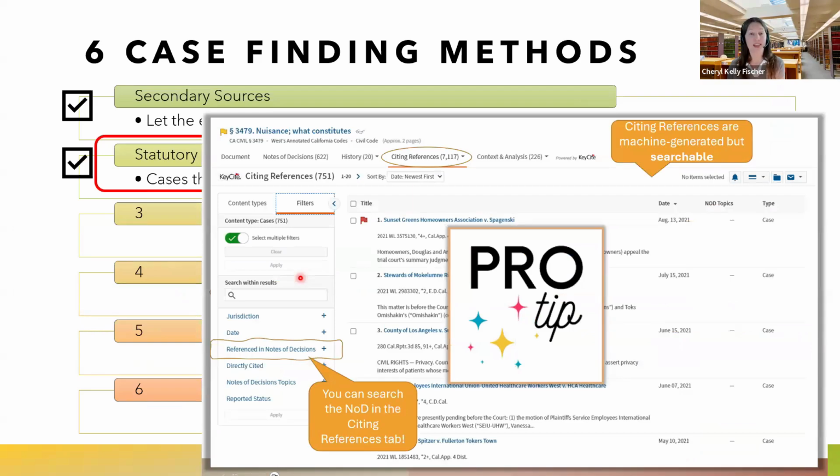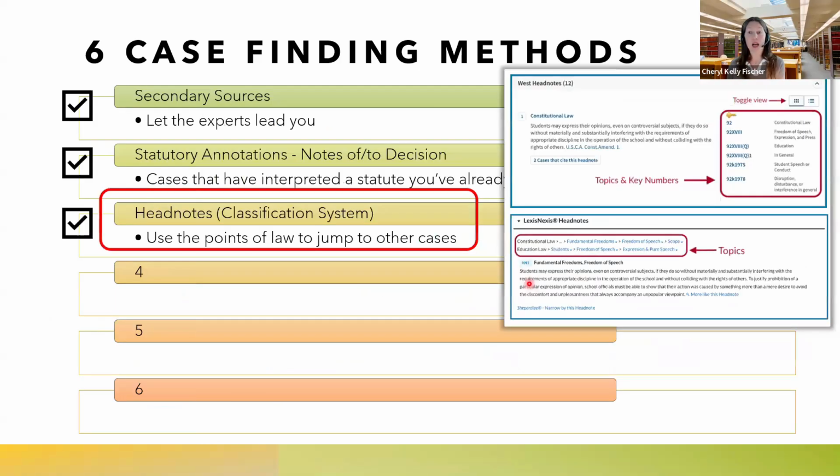All right, and once you are there in that longer list, you can turn it back into a shorter list with the notes to decisions filter. It's then a curated list with filters. It's the best of both worlds. That's your pro tip. All right, number 3 is the headnotes method.